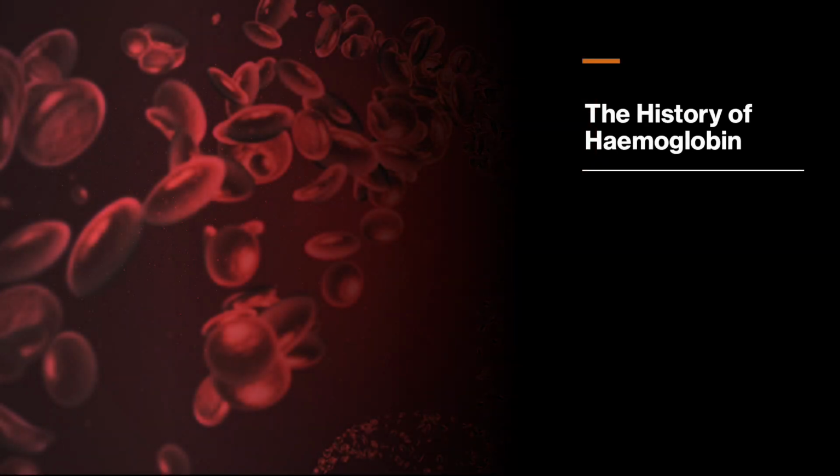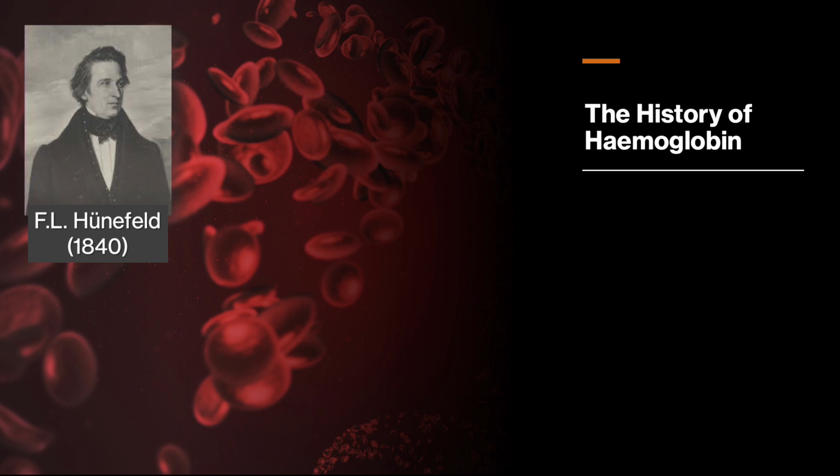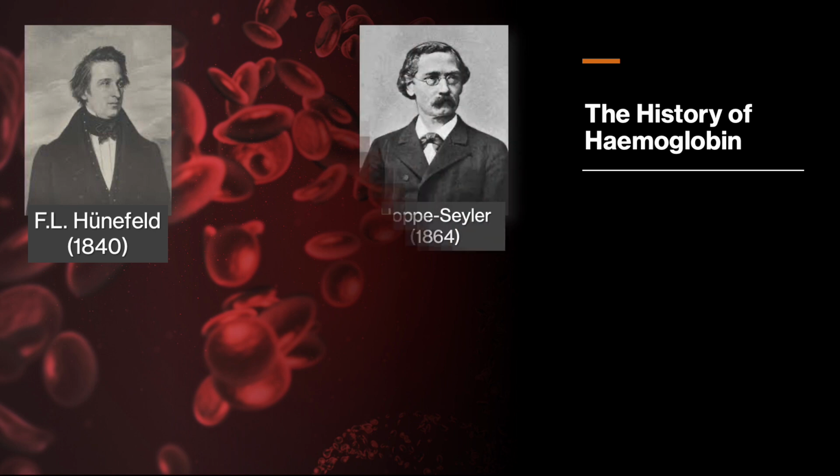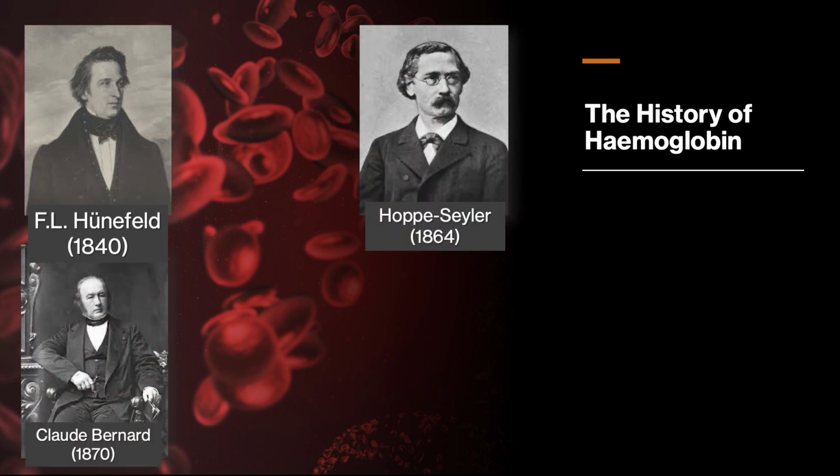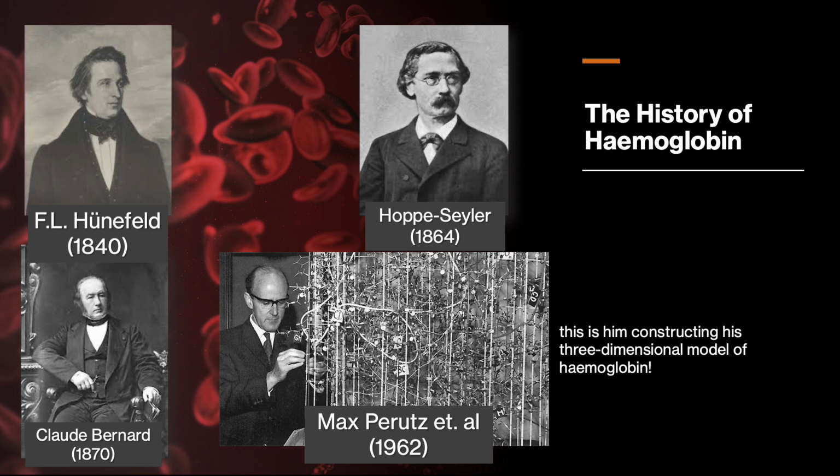In 1840, haemoglobin was accidentally discovered by F.L. Hunefeld through samples of earthworm blood held under two glass slides. It was later given its name by Hoppe-Seyler in 1864, and around 1870, Claude Bernard discovered haemoglobin's role as a carrier for oxygen. It wasn't until 1962 when Nobel Prize winner Perutz et al. discovered the three-dimensional structure of haemoglobin through X-ray crystallography.